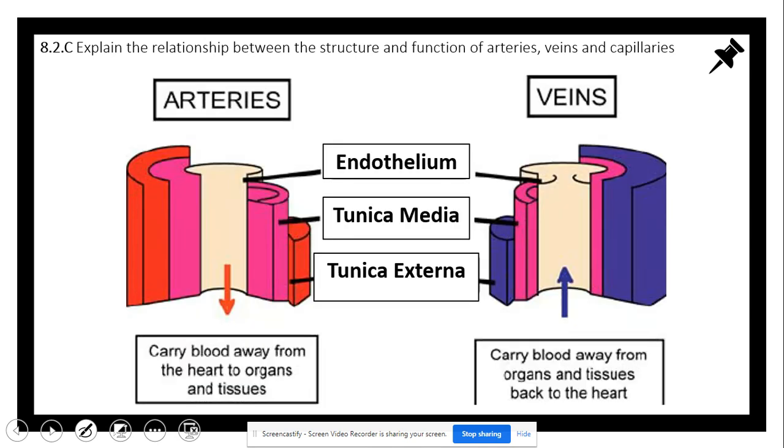So here we have a diagram. Endothelium in the middle, the tunica media. Notice it is a lot thicker in arteries than it is in veins. That's going to come back to pressure. When you think about the pressure that the blood is under as it's being pumped out of the heart, arteries are going to have to handle a lot more pressure than veins because the blood is coming from the heart. So thicker tunica media, the externa is about the same. Also notice there's some valves in those veins because when you have less pressure, backflow becomes a problem that you have to deal with.